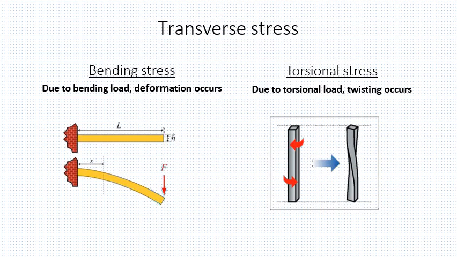The unit for stress is Newton per mm squared or Newton per meter squared. Transverse stress is mostly bending stress or torsional stress. Bending stress: due to bending load, deformation occurs. See here, one cantilever beam is there. In that beam we are applying an end point load, so it will produce bending of our cantilever beam. Due to this external force, the maximum bending occurs at its support. So we call this bending stress.